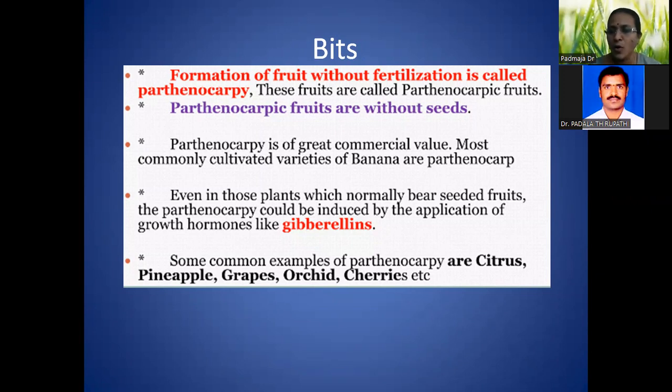Once upon a time, wild varieties of banana bore seeds. Parthenocarpy can be induced by the application of growth hormones like gibberellins. And the parthenocarpic fruits we mostly see in the market are citrus, pineapple, grapes, orchids, and cherries.